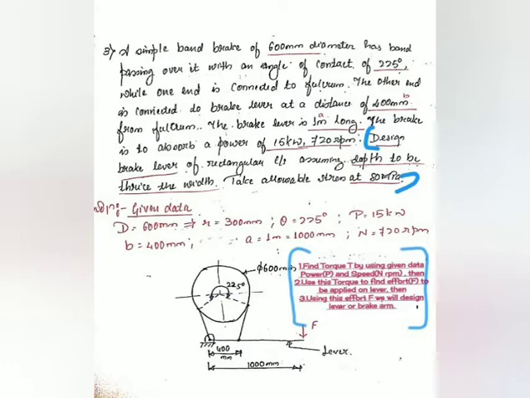Design the brake lever of rectangular cross section, assuming depth to be thrice the width, and take allowable stress as 80 MPa. Remember, this allowable stress of 80 MPa is only related to the brake lever. And what condition is given? The cross section area is rectangular and the depth is to be thrice the width. So this condition is particularly given in the question.